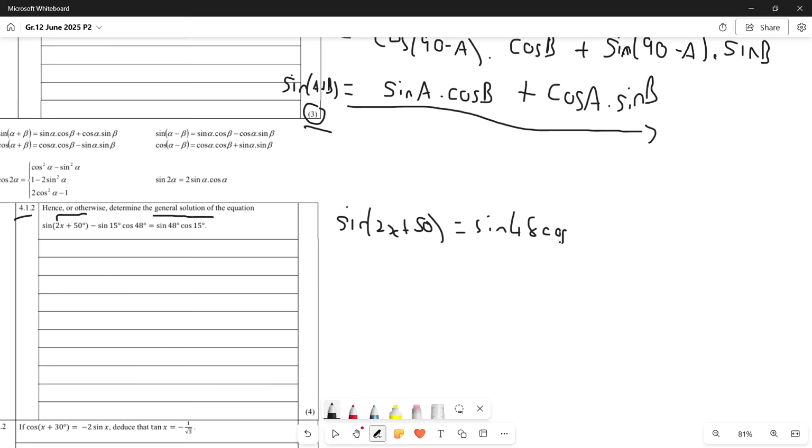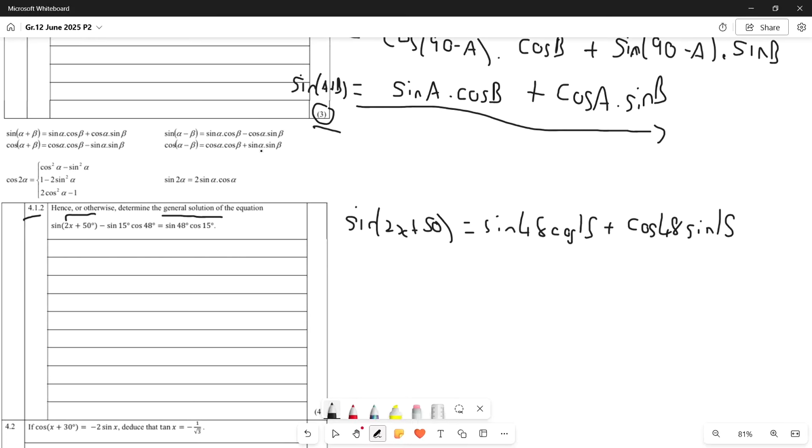sine 48 cos 15 plus sine 15 cos 48. Or I can swap them, saying cos 48 times sine 15. So sine 48 cos 15 plus cos 48 sine 15. These are multiplying, so it doesn't matter that I changed the order, but that gets us closer to a compound angle. Because right now we have sine 2x plus 50. This will stay here. So we have sine 2x plus 50, and this equals sine angle, cos angle, plus cos angle, sine angle.